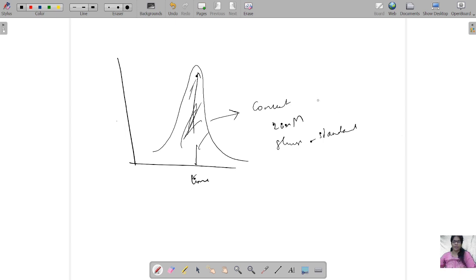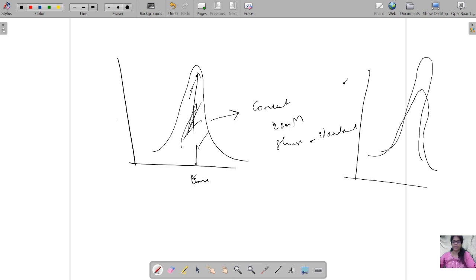Okay, so at that time, if you got a bigger peak, like this, the same 5 minutes but a much bigger peak, then obviously the area is more, and this particular area tells the concentration of that particular glucose at 5 minutes. So the concentration of that unknown sample can be detected by comparing with the standards.